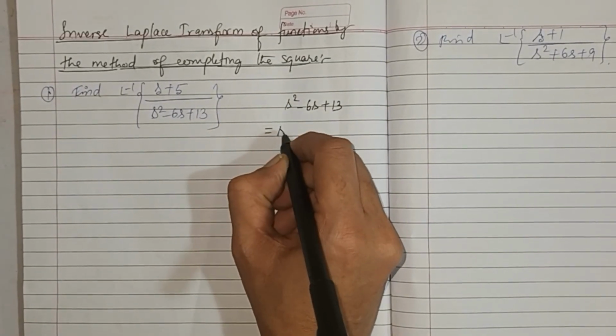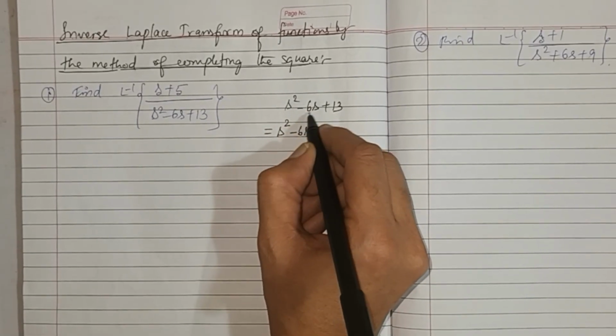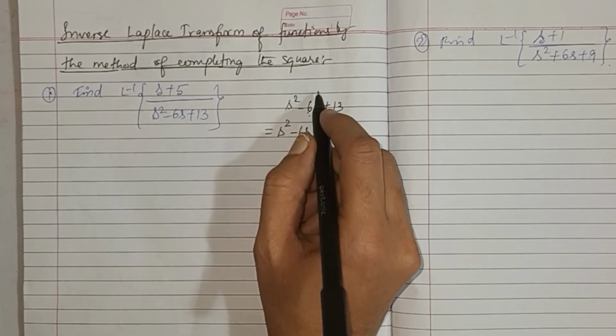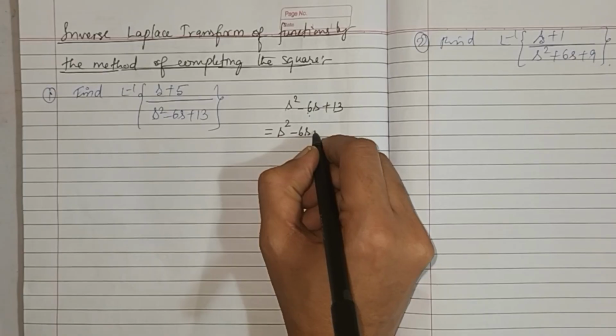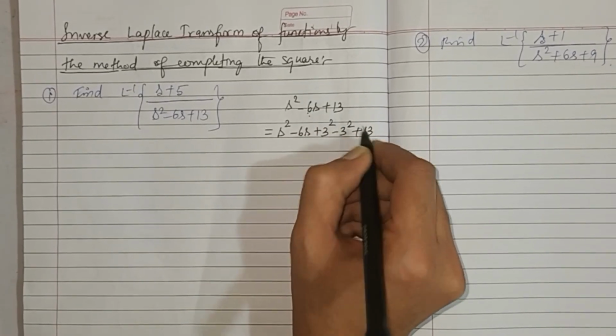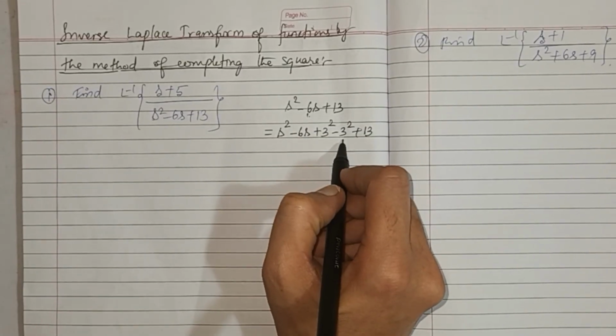The method is: write s square as it is, minus 6s as it is. Now see the coefficient of s, which is minus 6. Divide it by 2. You will get 3. Now square 3. Add and subtract the square of 3. That is 3 square minus 3 square plus 13. We have added the square of 3 and subtracted the square of 3.